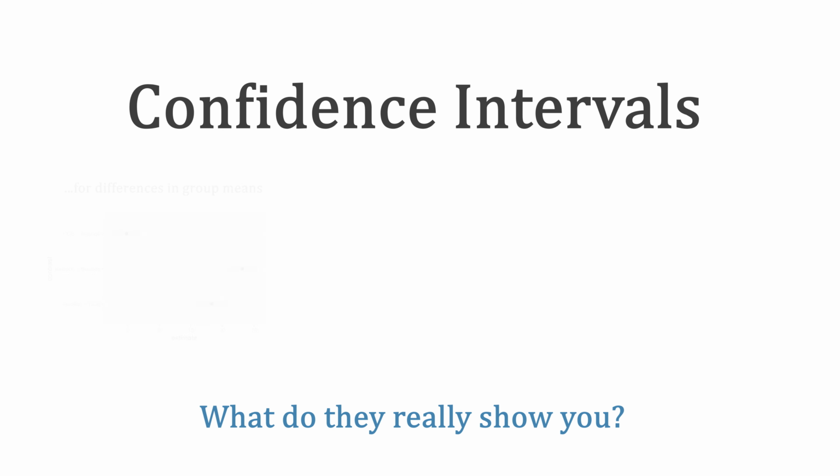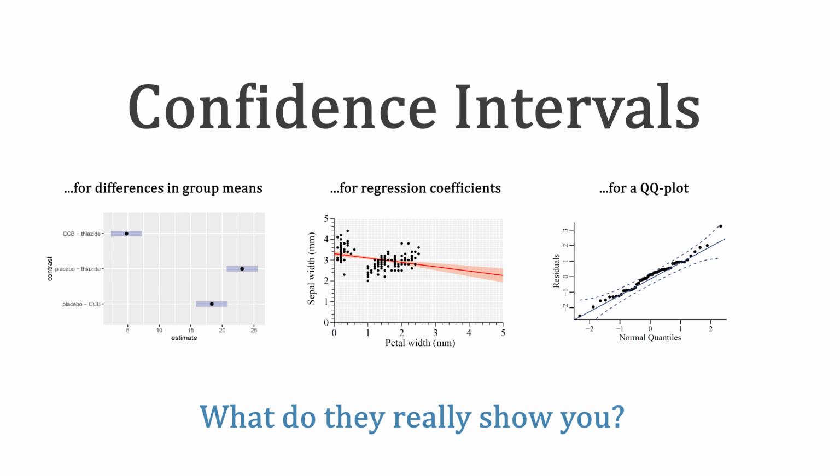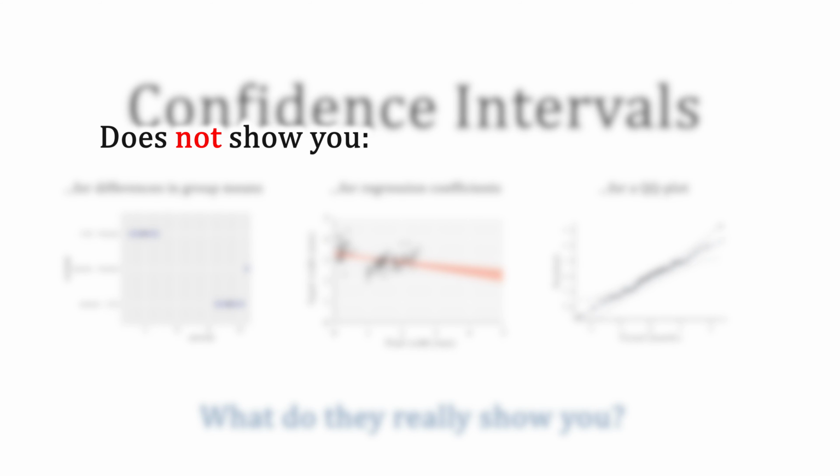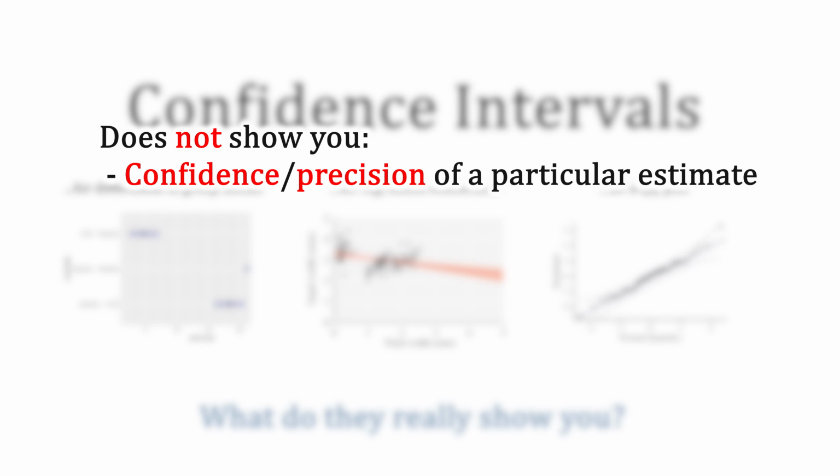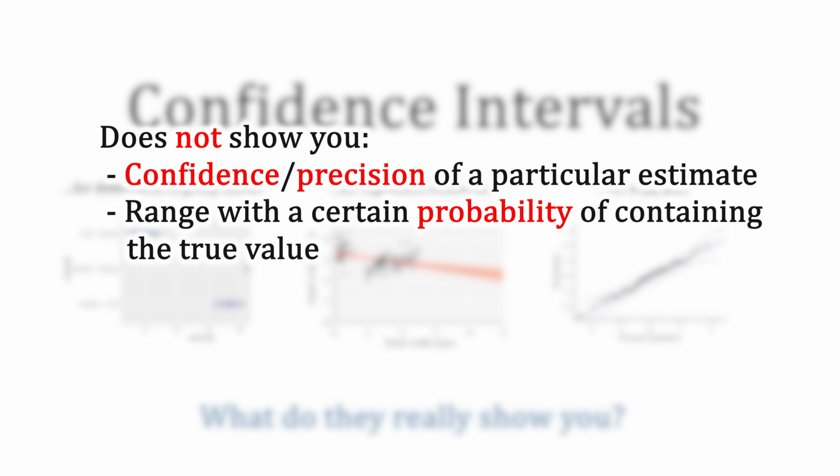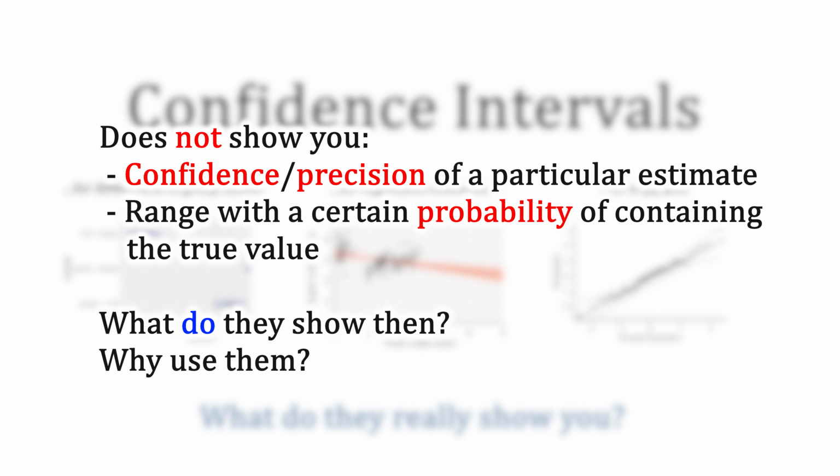Confidence intervals are the most commonly used statistical tool to express the uncertainty of estimates. Yet deceptively, they do not actually show the level of confidence that we have about a particular estimate, nor do they have a certain probability of containing the true value. So what do confidence intervals show? And if it is so complicated, why are they still so popular? That is what I want to show in this video.